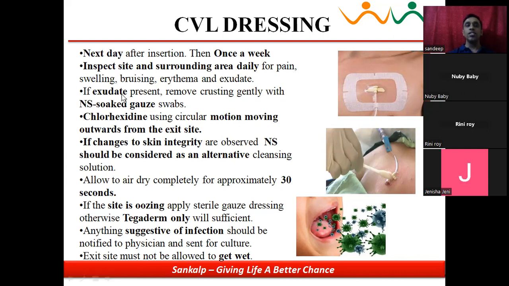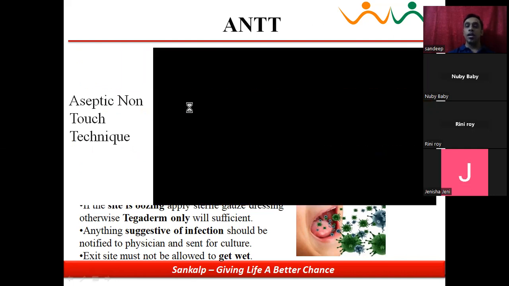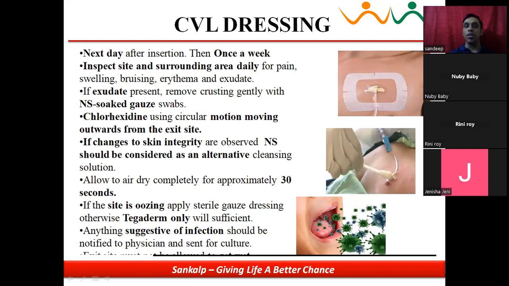If anything is exuding, or if the patient has any chlorhexidine reaction on the skin, alternately we can use normal saline. The next option is betadine. So these two things have to be used, especially if the patient has a chlorhexidine reaction.